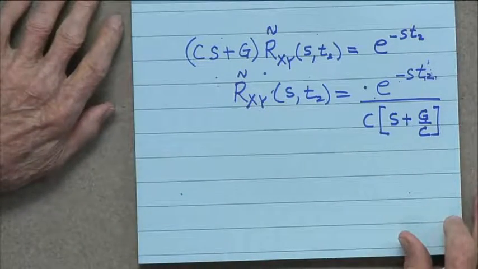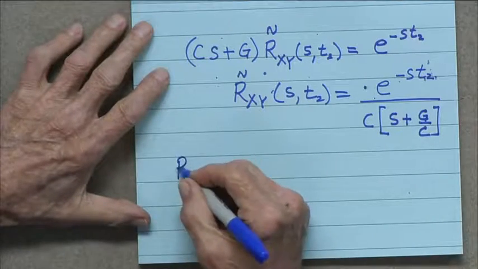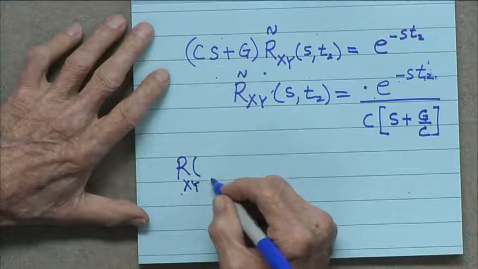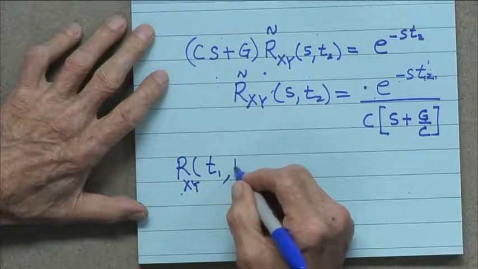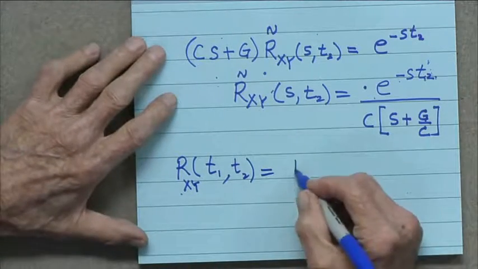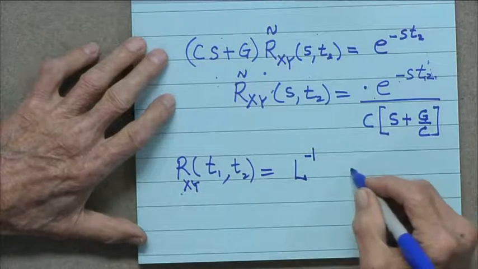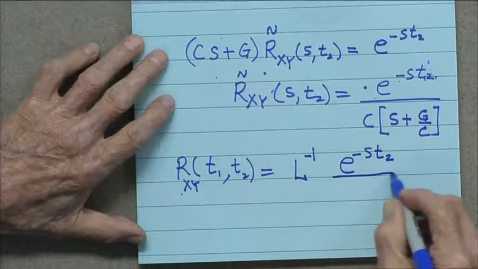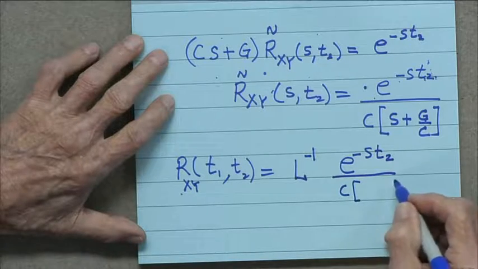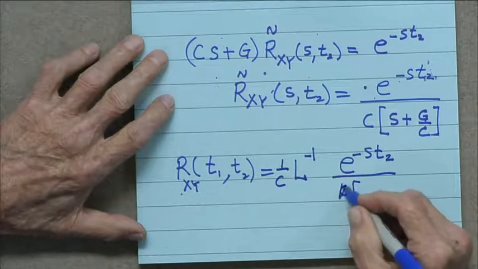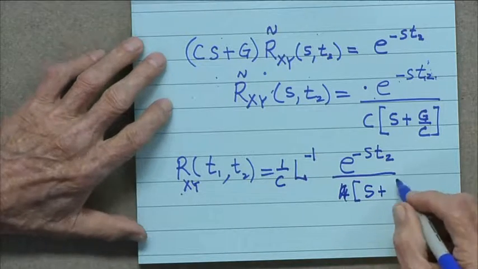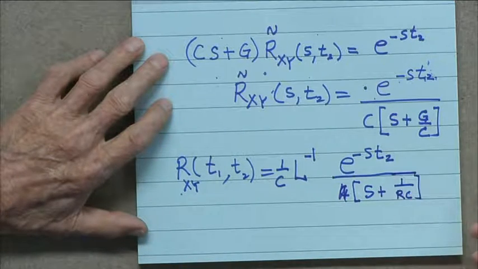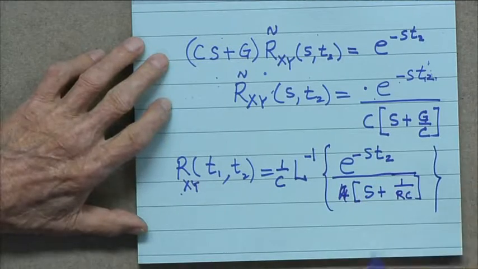So we're sitting there. And so now R_XY of T1, T2 is the inverse Laplace transform of minus e to the minus S T2 over C times, let's take out 1 over C, so it'll be S plus 1 over RC, the time constant.